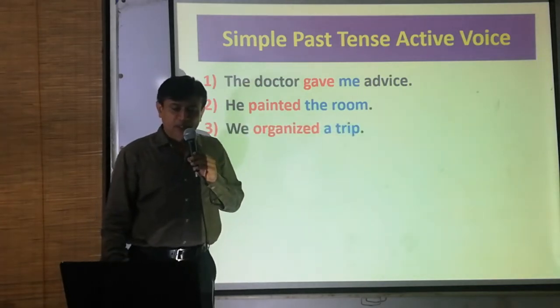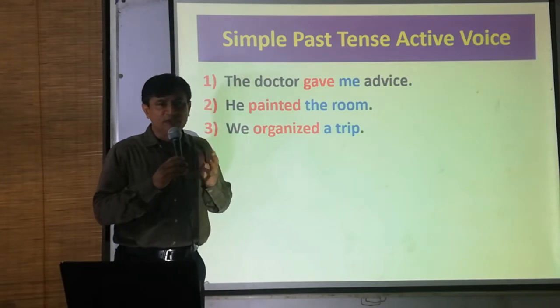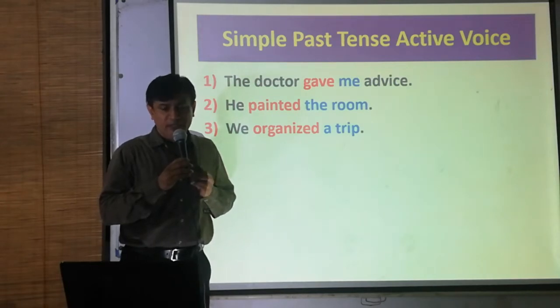Number 3. We organized the trip. This is an active voice sentence in the simple past tense. We is the subject. Organized is the verb. A trip is the object. We organized a trip. Right.